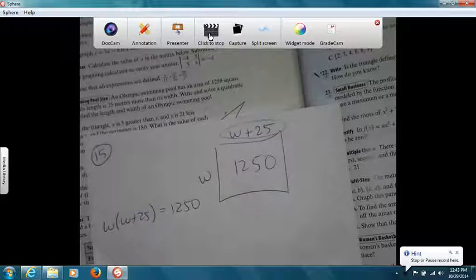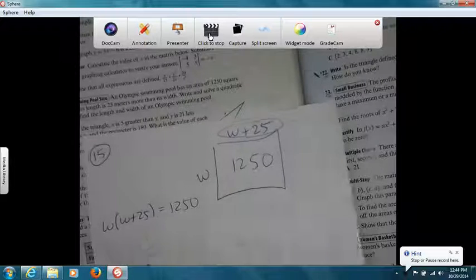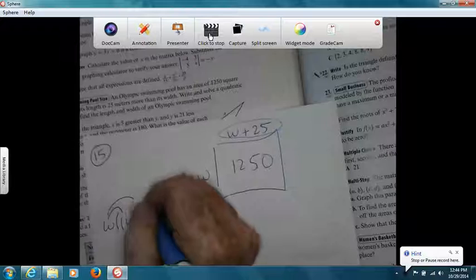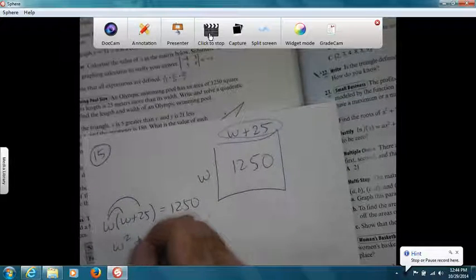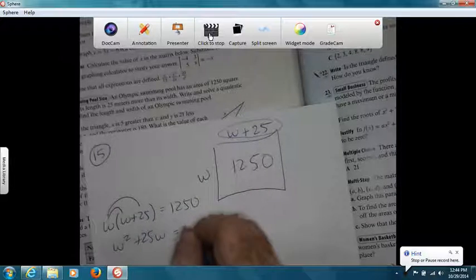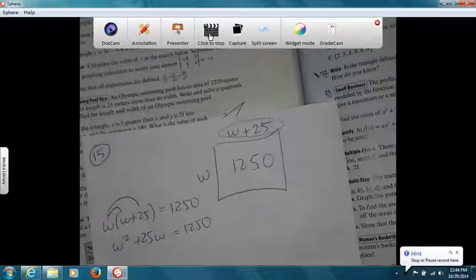Okay, this is lesson 36, number 15, and it's asking us about an Olympic swimming pool with the area of 1250 square meters, and the length is 25 meters more than the width. So we already drew our diagram, and then it says write and solve a quadratic equation to find the length and width. So far we have this. Does anybody feel like they'd like to do this? Does that make any sense to anybody?